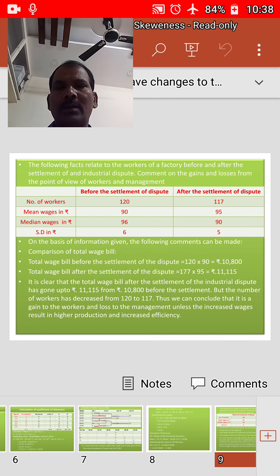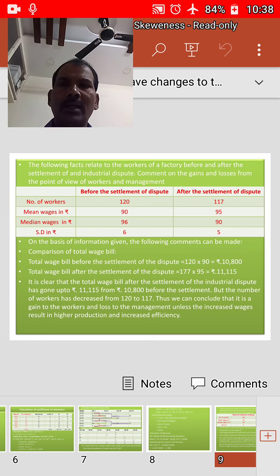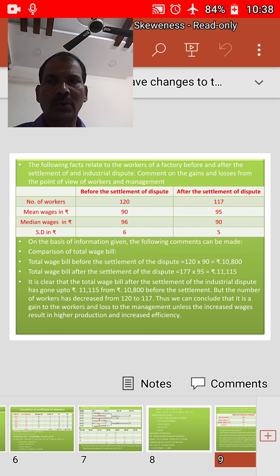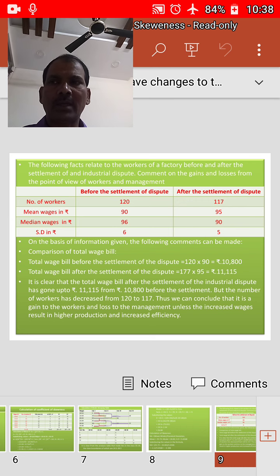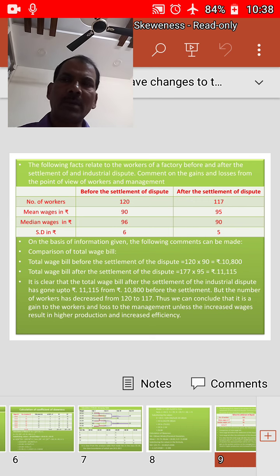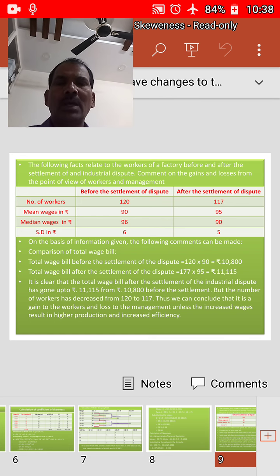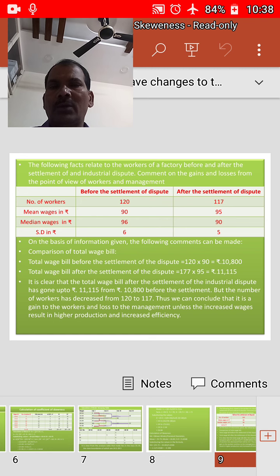we need to calculate the following facts related to the workers of a factory before and after the settlement of an industrial dispute. Comment on the gains and losses from the point of view of workers and management. He has given before the settlement of dispute and after the settlement of dispute. Number of workers are 120 before the settlement, and after the settlement 117.